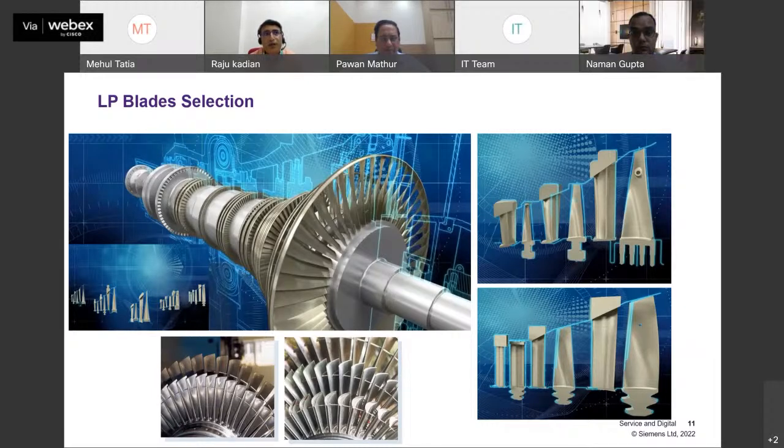Generally, for last stage blades, the last 2 or 3 blades provide 15 to 20% of total power output. And selection of the optimal size of blades is based on the exhaust steam condition and how much volumetric flow is passing through these blades. So selection is very important.